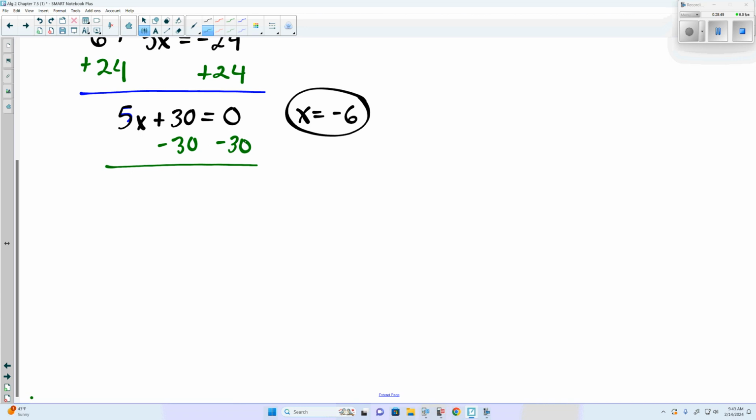What we could also have done is got the 5x and the 30 on opposite sides of each other, which would be 5x equals negative 30. I'm going to divide both sides by 5, telling us x is negative 6. Because since our only variable is just x, we don't have x squared, x cubed, x to a power, we can get x by itself. Numbers on the other side, and we get our answer also.